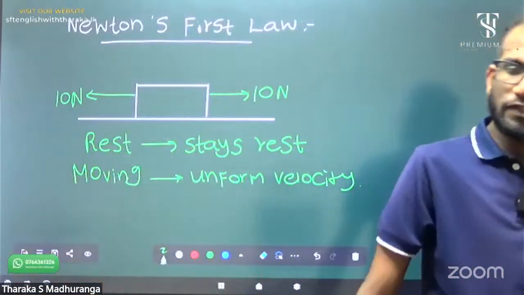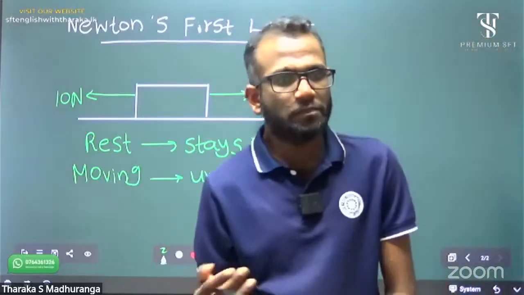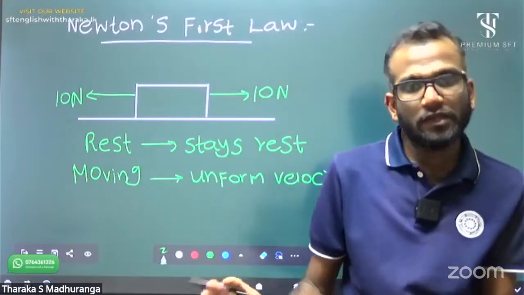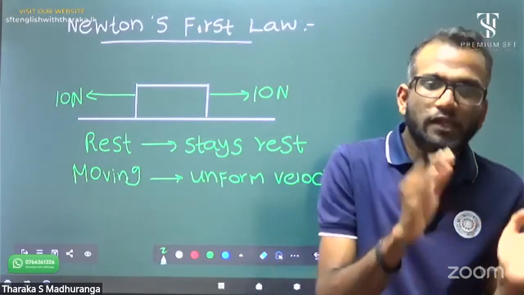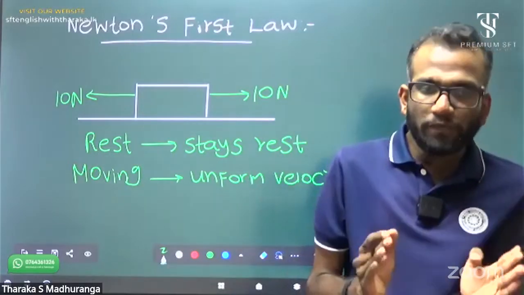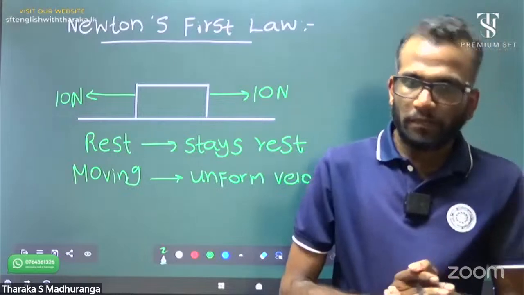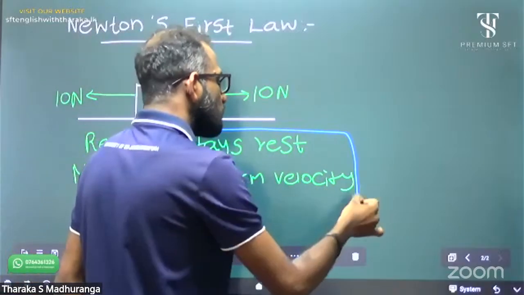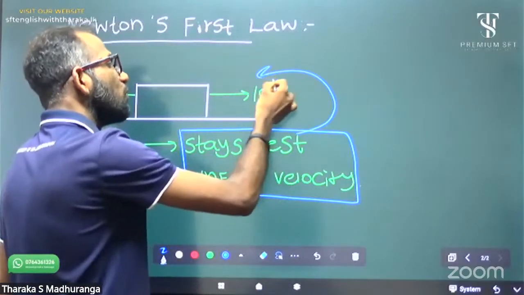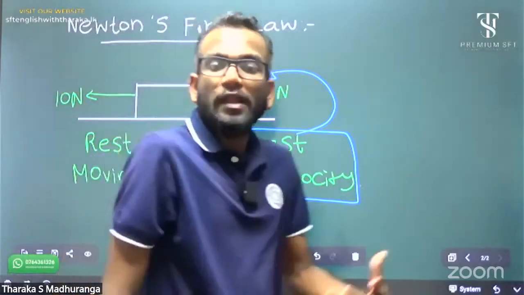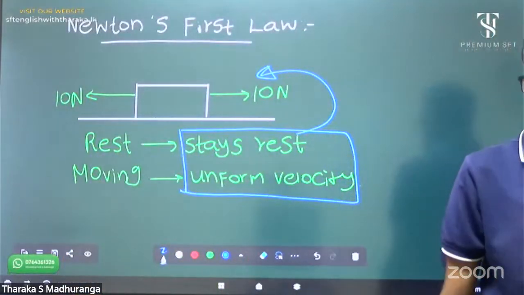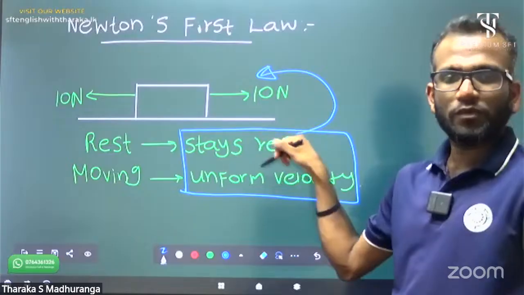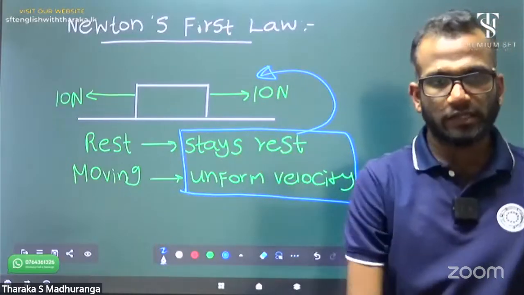Okay, that's Newton's first law, very simple. In the first law, Newton explained about balanced objects. If there is no unbalanced force, an object at rest stays at rest, and a moving object moves with uniform velocity. In other words, all rest and uniform velocity objects are balanced objects. If it has this type of motion, rest or uniform velocity, it is a balanced object.